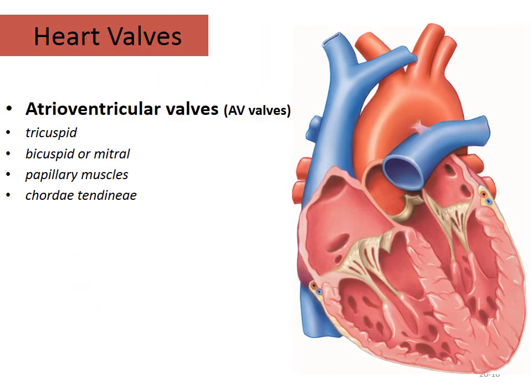Looking at the atrioventricular valves again, we have two atrioventricular valves. We have the right tricuspid valve here, and we have the left bicuspid or mitral valve. So these are valves that separate the atria and the ventricles. And remember that the cusps of these valves are connected to the papillary muscles that are part of the walls of the ventricles, by these structures called the chordae tendineae, these strings.